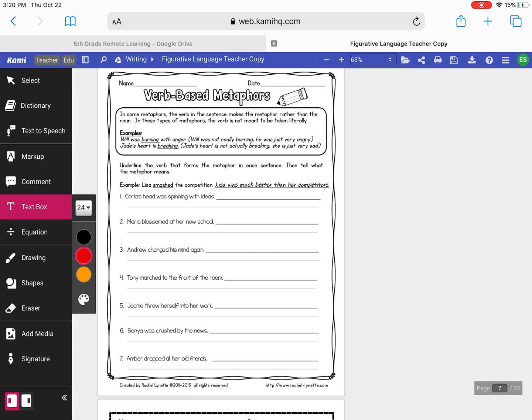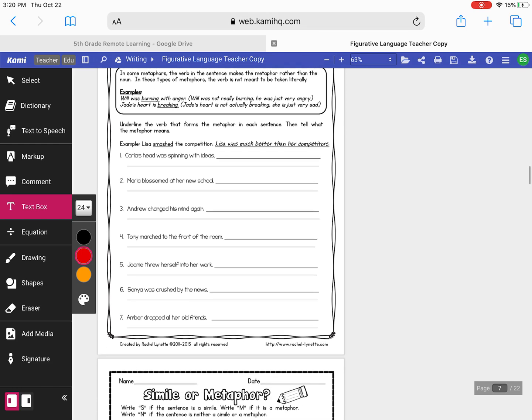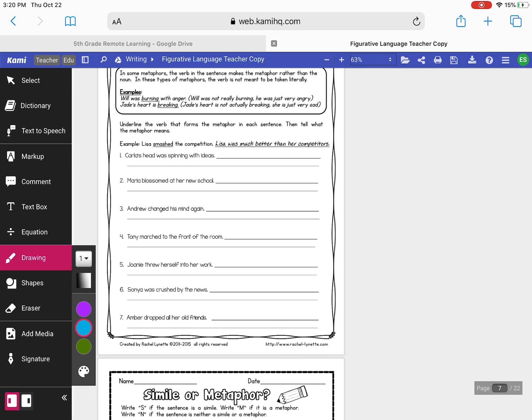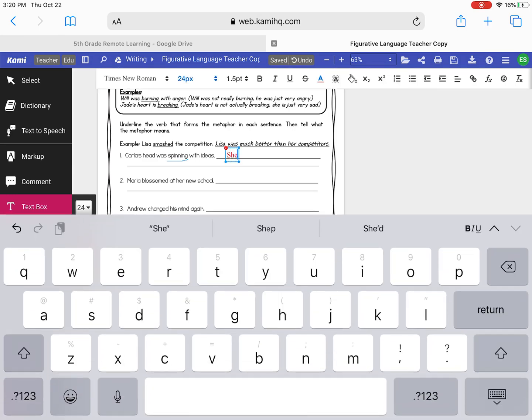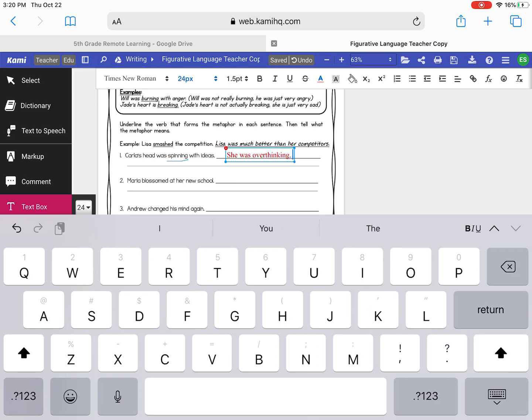So it says underline the verb that forms the metaphor in each sentence. Then tell us what the metaphor means. So you've got two things you have to do here. Please don't forget that. So it says Carla's head was spinning with ideas. So I have to think about the verb, an action. So whatever Carla is doing or her head was doing, it was spinning. Okay. So if Carla's head was spinning with ideas, I think that means that she was overthinking. Okay? So underline and then tell me what you think it means.